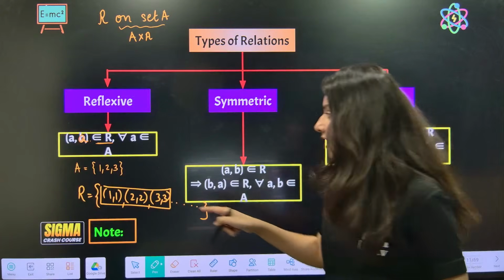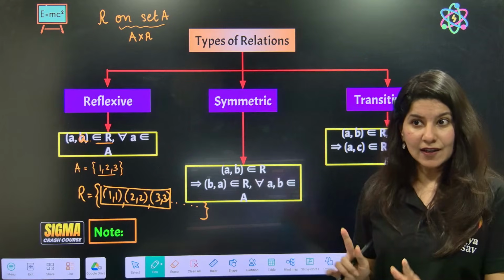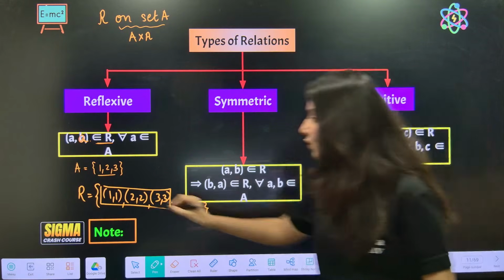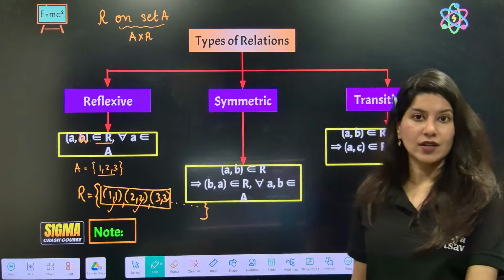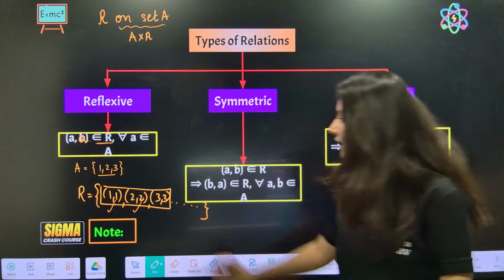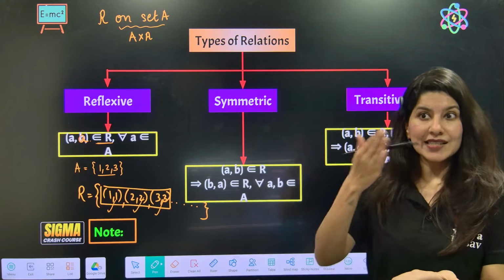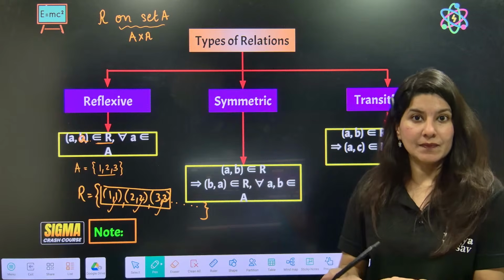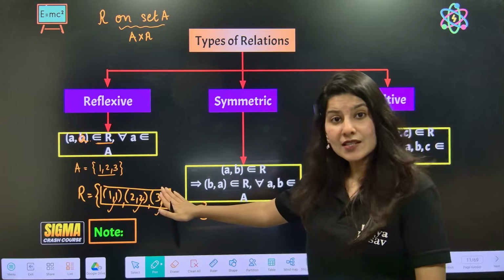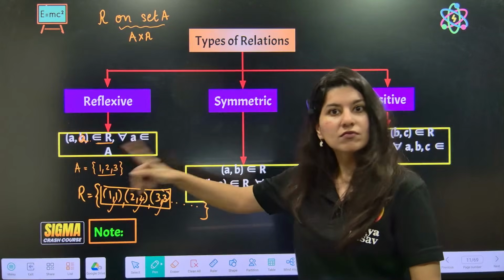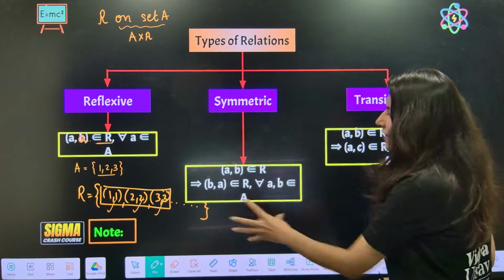For every element sitting in your set A, if 1 is sitting, then 1 comma 1 should be there in your relation. If 2 is sitting, then 2 comma 2 should also be there. If 3 is sitting in A, then 3 comma 3 should be there in your relation R. Only if all the ordered pairs like A comma A, same comma same, are sitting in your relation, is it reflexive. Even if 3 comma 3 is missing, but 3 is available in A, it is not reflexive. Are you getting it? Okay. So this is how a reflexive relation is.